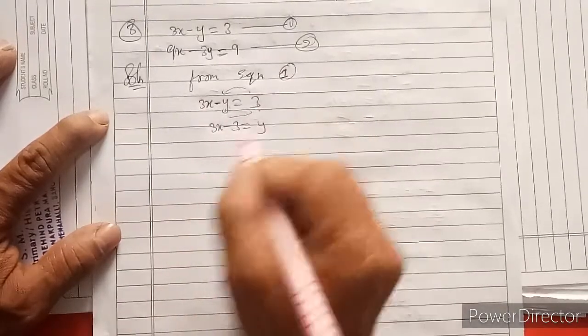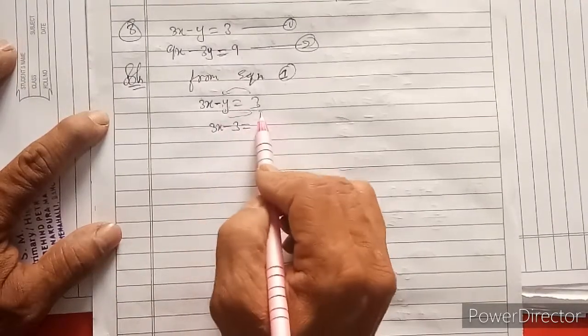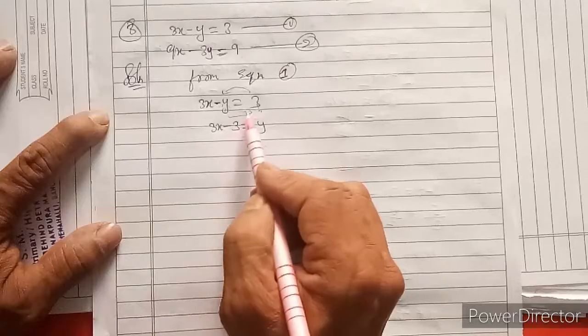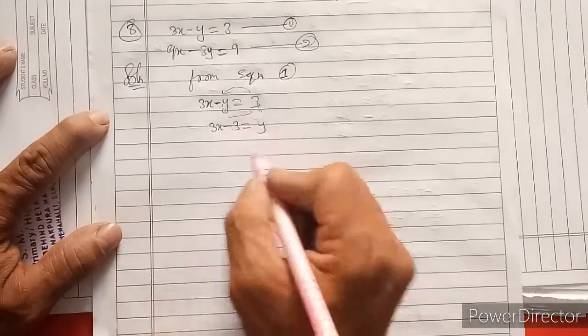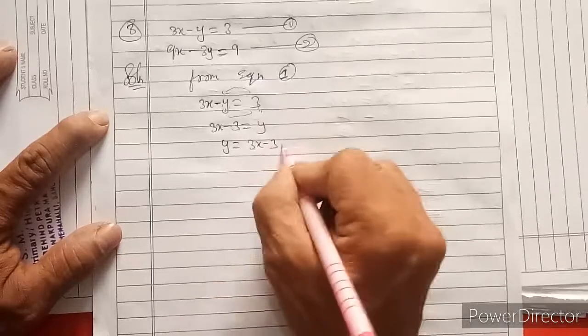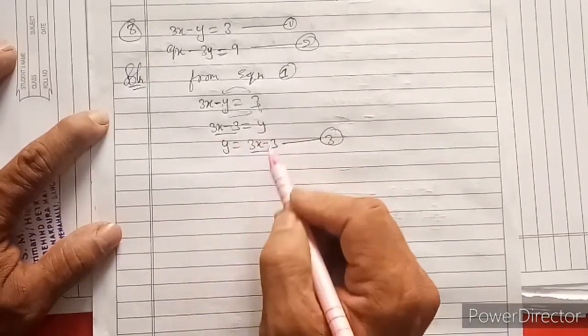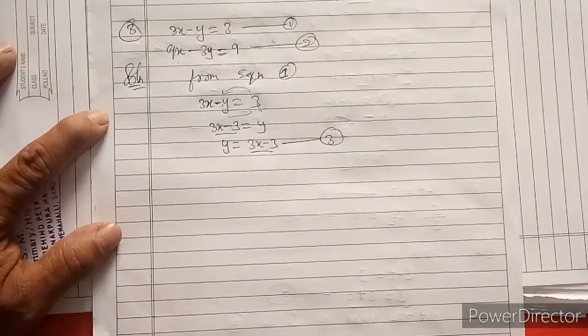I will write here 3x minus 3 is equal to y. Did you understand? This minus y I have taken outside, and the plus 3 if I take it across becomes minus. I will write in the standard form: y is equal to 3x minus 3. This is equation 3. Don't get confused. This is the value we got.